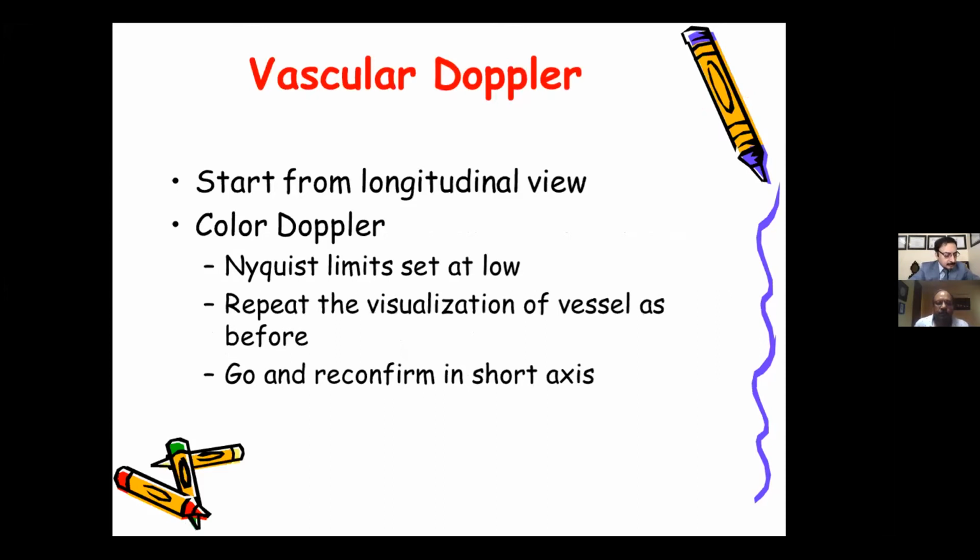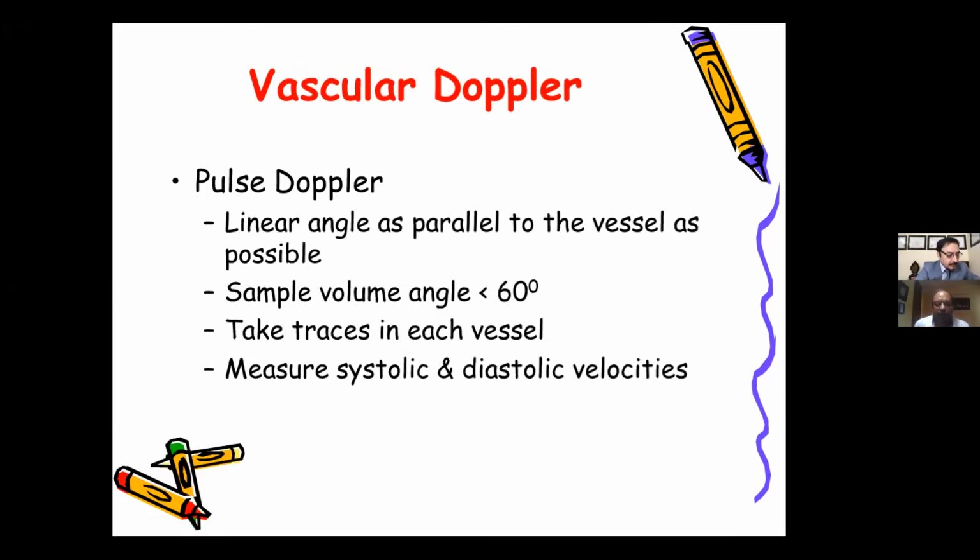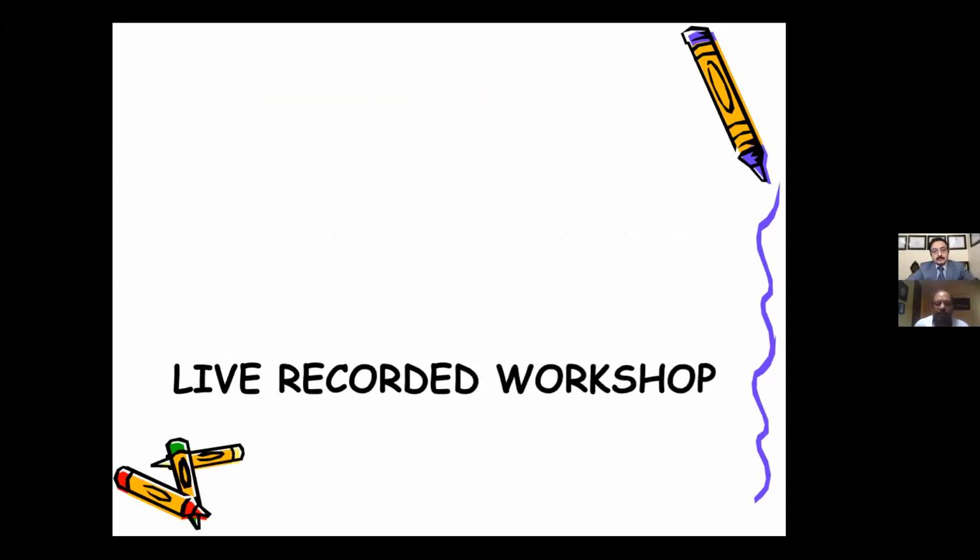Majority of the time we use color Doppler to assess the flow of blood, and on top of that we use pulse Doppler technology with an angle correction of almost 60 degrees. We measure both systolic and diastolic flow velocity.